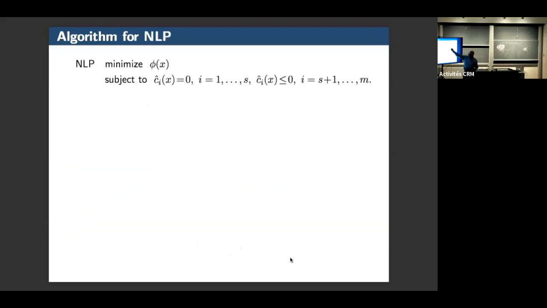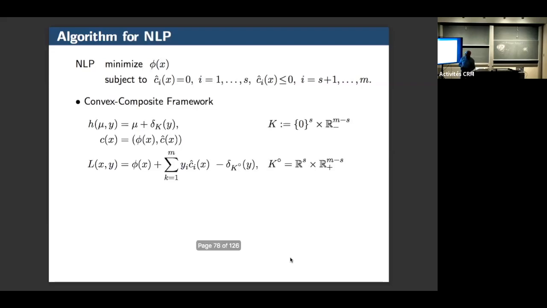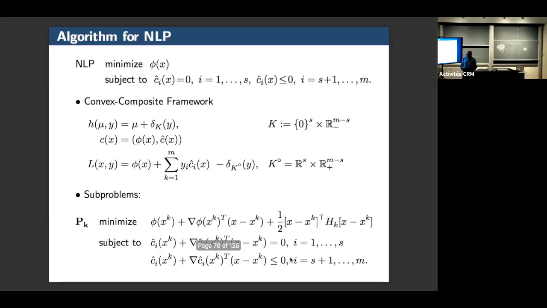So if we apply it to general, this is the nonlinear programming problem again. This is the convex-composite framework. Then we put a linearization of C inside the indicator. So that means we have linearized constraints, and we put it in here for phi, we linearize phi, and we add on a second order term. And that is called sequential quadratic programming. So those results on the previous page establish the convergence properties of these algorithms.